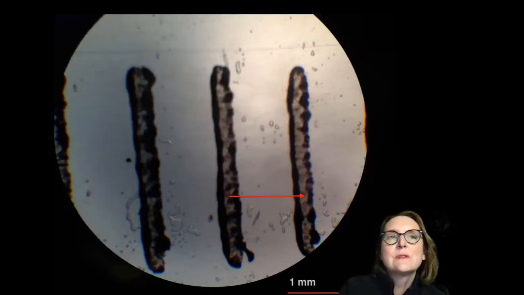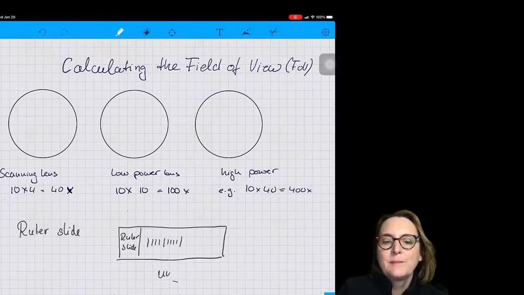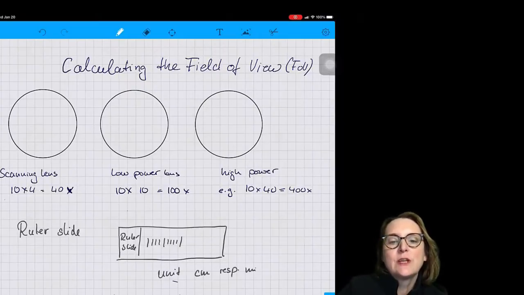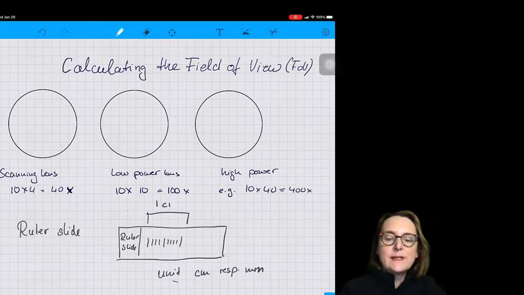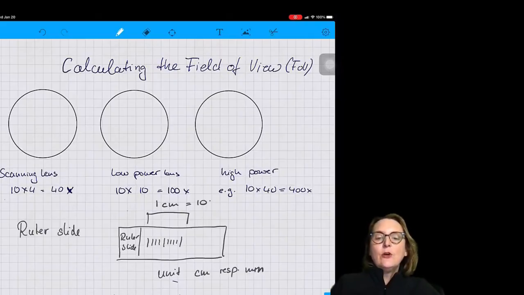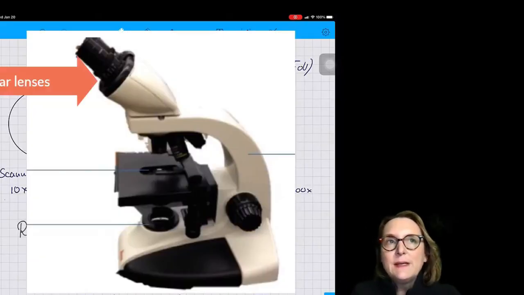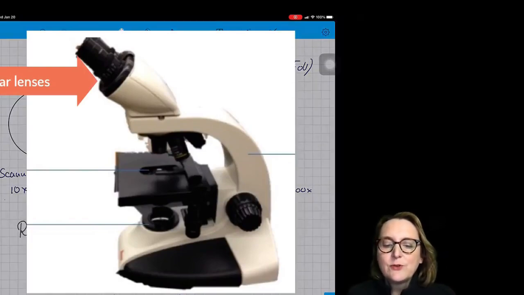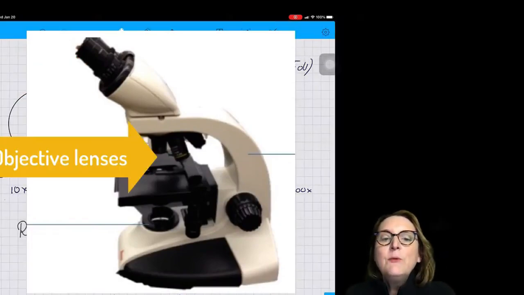Hello biology students. Today I'm going to explain to you how we can calculate the field of view when we are looking through a microscope. You already learned that microscopes have 3 or 4 objective lenses, and each objective lens has a different magnification. We always calculate the total magnification by multiplying the magnification of the eyepiece of your microscope, so the ocular lens, with the magnification of the objective lens.